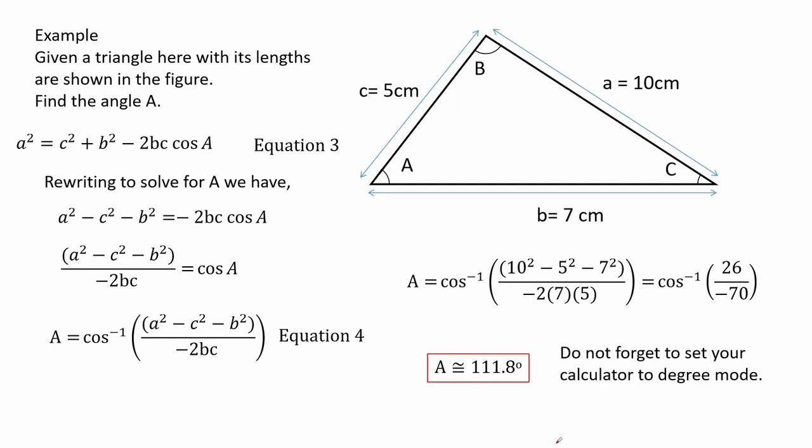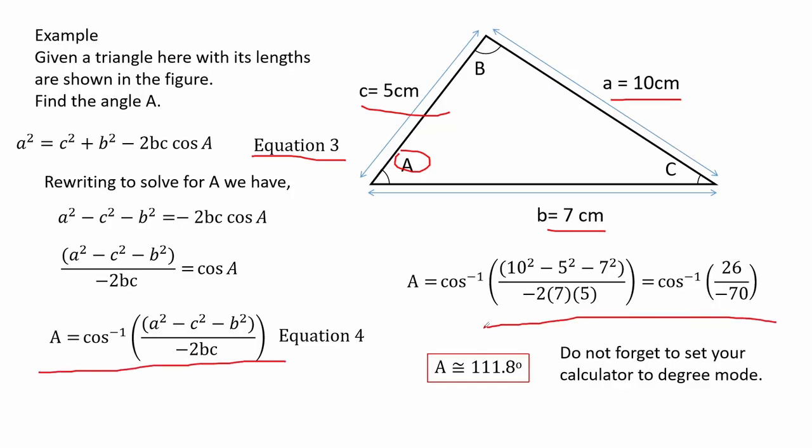Here we have an example for the law of cosine. In this example, a triangle is shown in the figure having its lengths as given. You are then asked to find the angle A. So, using the previously derived expression shown in equation 3, rewriting the expression, we see equation 4. Substituting the known values, we arrive at a value of about 111 degrees. Do not forget to set your devices to degree mode.